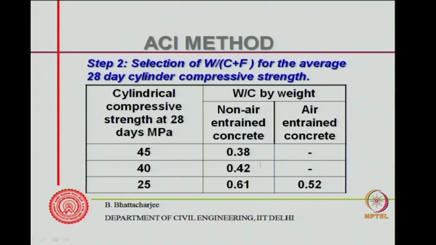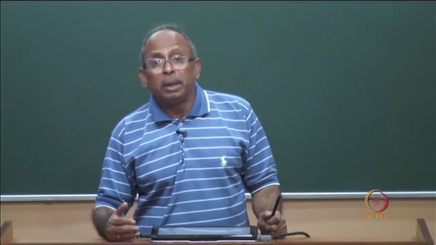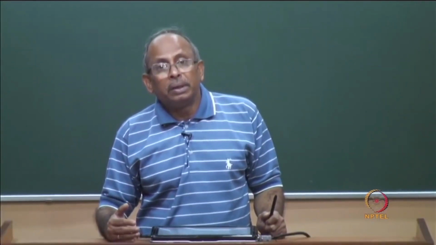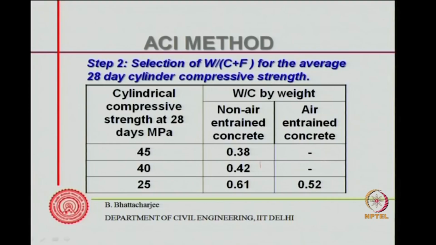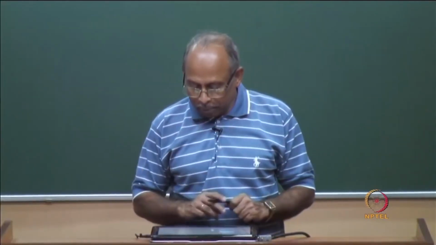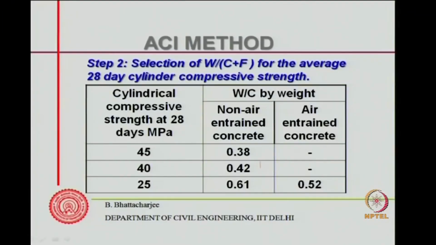First of all, in Indian method, it is suggested you take it from experience or the durability requirement. In the British DOE method, strength versus water cement ratio curves are given. So, you have to pick up one of the curves. Here, the recommended water cement ratio is given in terms of a table. So, from the table you pick up for air entrained concrete and non-air entrained concrete. Depending upon the strength, here is only a part of the table, the complete table will have more data. So, average cylinder strength is given.